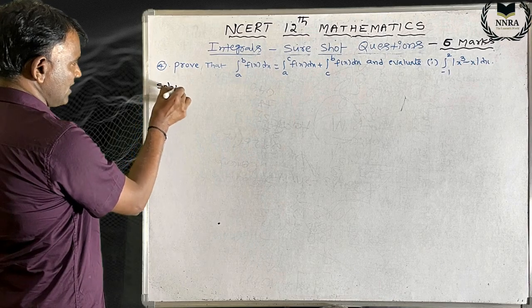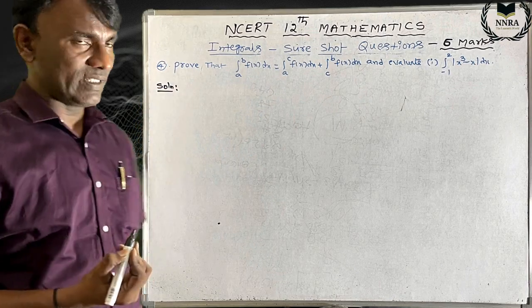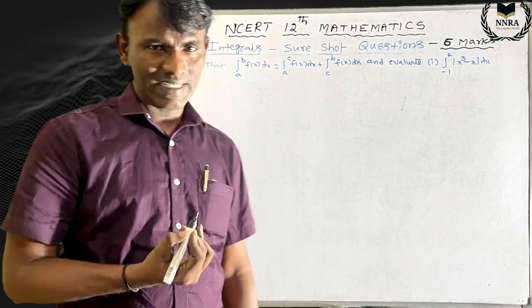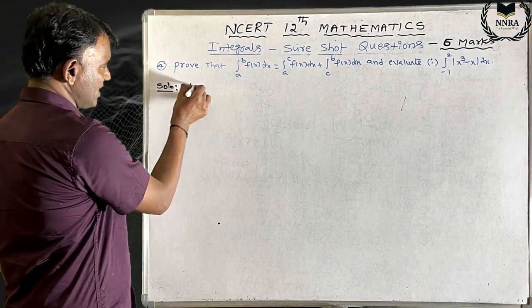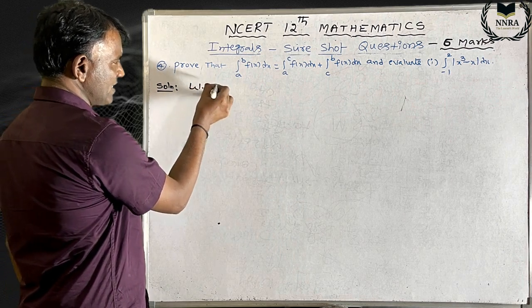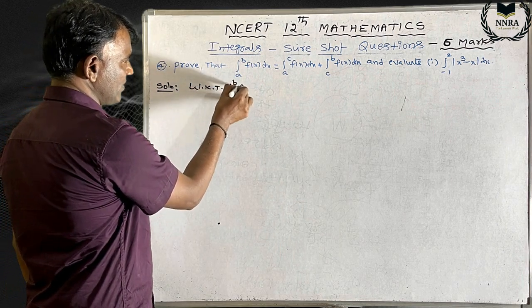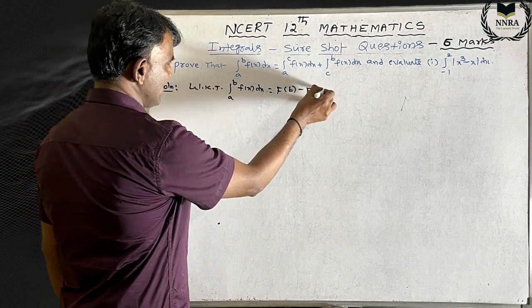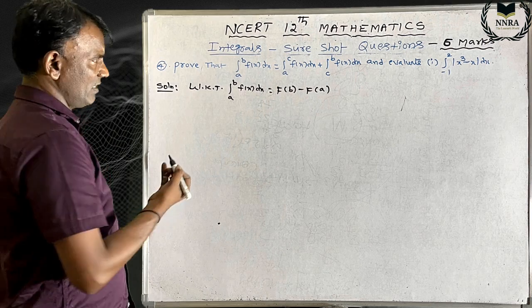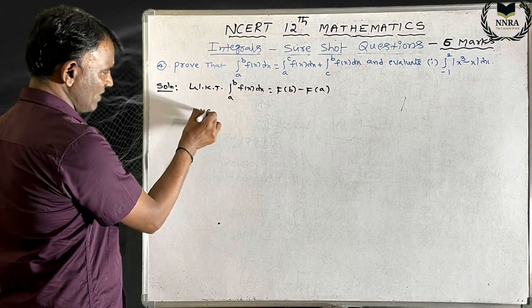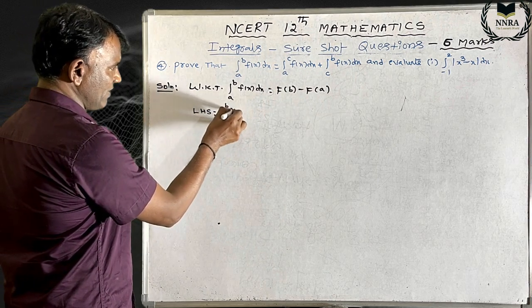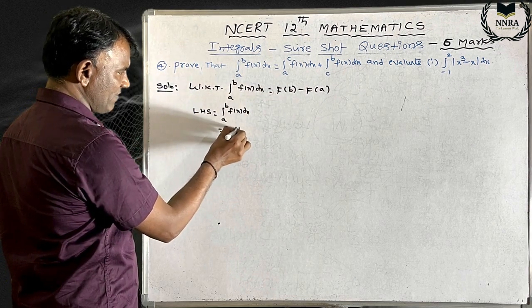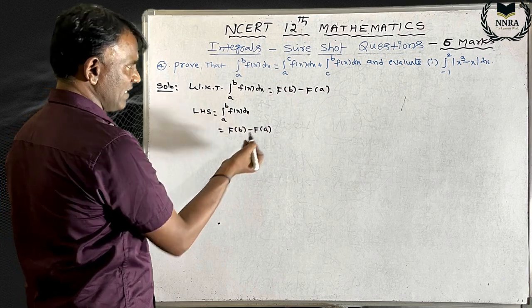So what is that? Integral a to b f of x dx equals integral a to c f of x dx plus integral c to b f of x dx, right? And this is the standard formula. We know that integral a to b f of x dx equals f of b minus f of a, right? Now the LHS equals integral a to b f of x dx. Now what is the value of this one? This can be written as f of b minus f of a.